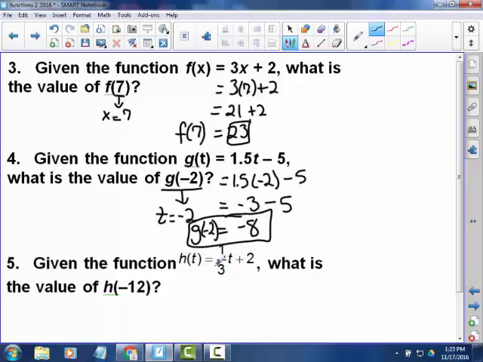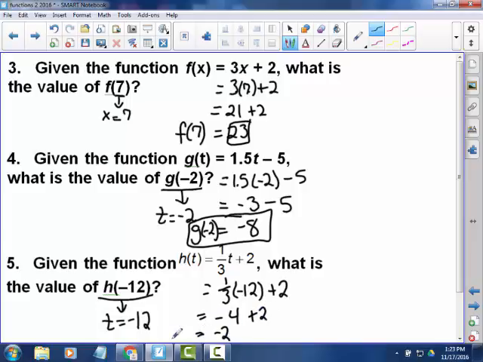Given the function h of t equals 1/3 t plus 2, what is the value of h of negative 12? Again, h of negative 12 means that t is negative 12. So 1/3 times negative 12 plus 2. 1/3 times negative 12 is negative 4. So negative 4 plus 2 is negative 2. So h of negative 12 equals negative 2.